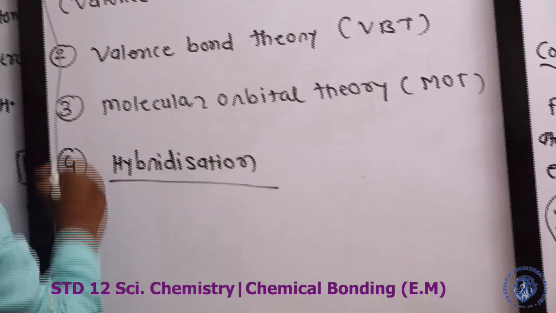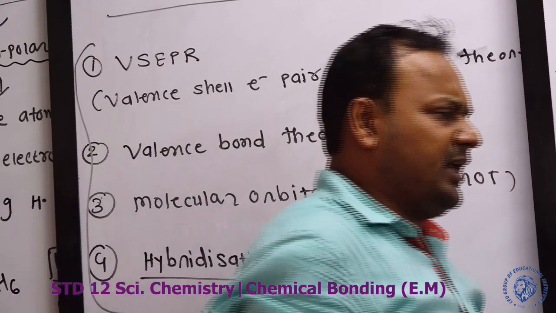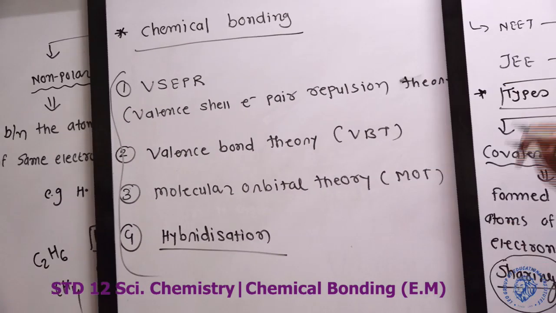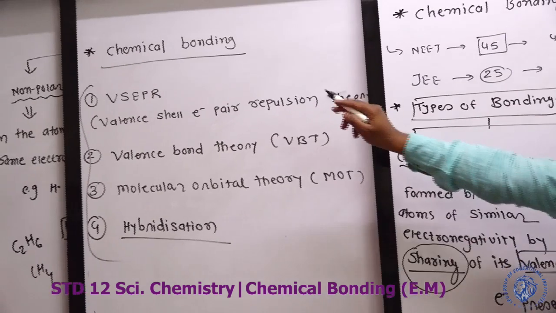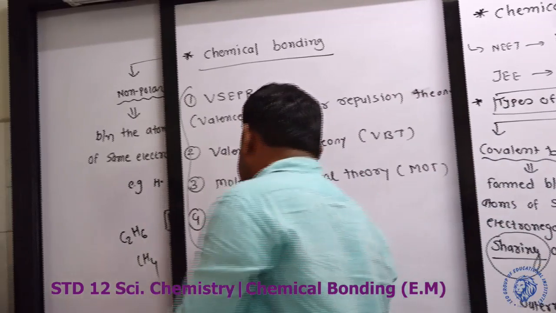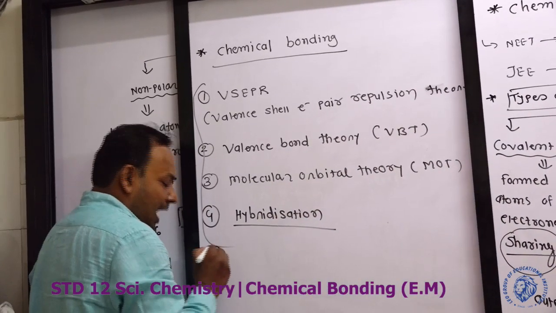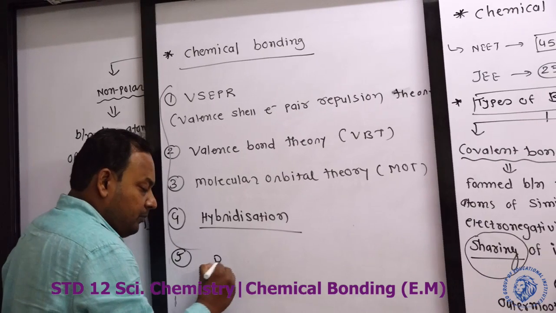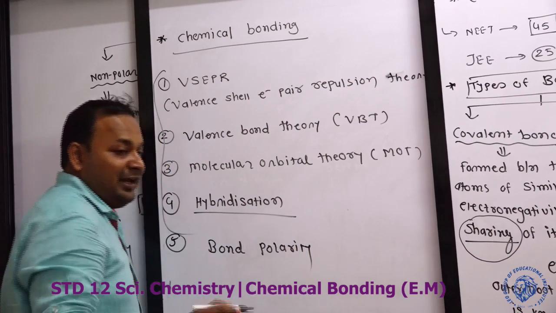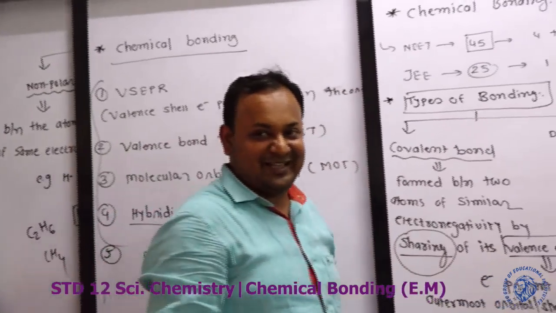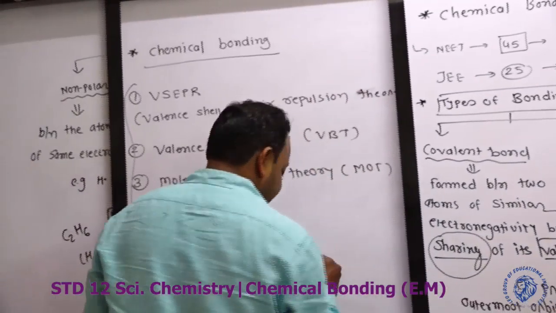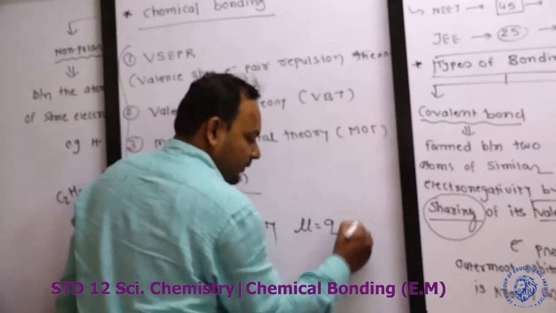And if you go through all the papers of JEE and NEET examinations, you will definitely find questions based on bonding, VSEPR theory, valence bond, molecular orbital theory, hybridization, and bond polarity. Even in the JEE 2020 examination, there was one question based on bond polarity, mu is equal to Q into D.